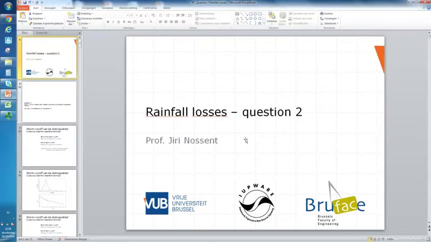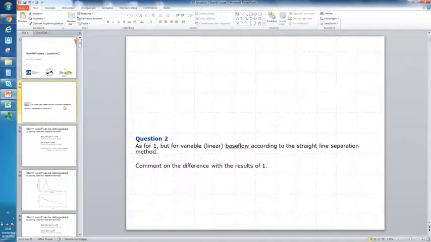For the second question of the exercise on rainfall losses, it was asked to perform a similar calculation as in the first question, but we will now not apply a constant base flow, but we will use a linearly increasing base flow. And to find this linearly increasing base flow, we will use the straight line separation method to find out the starting and ending point.